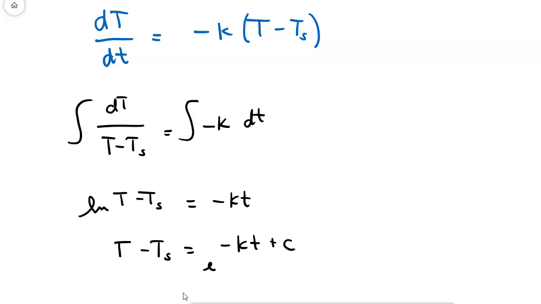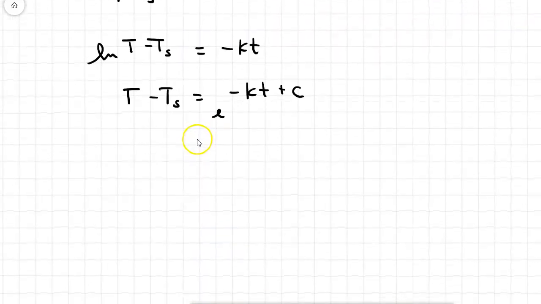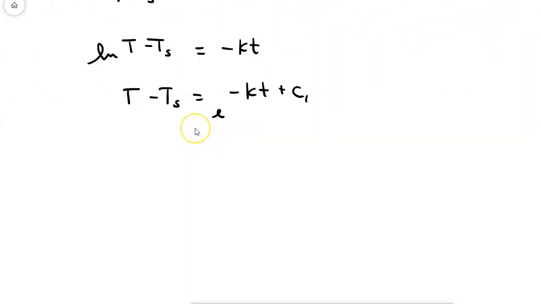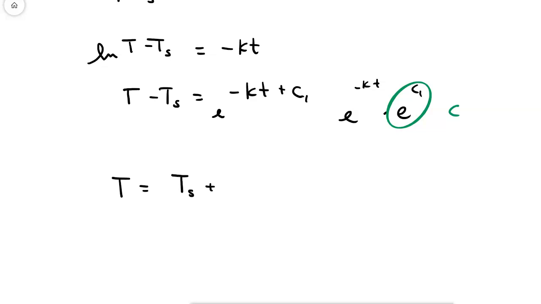So I'll end up with an e to that side. And then what happens, and we've done this before, is I can break this thing apart. I'll call this a c sub 1, and then I'll remember that I can break this up into an e to the negative kt times e to some constant, and I can go back and rename this as my constant of integration. All right, so I end up with a formula that looks like this. I'm going to move that T sub s over to the other side, plus some constant times e to the negative kt.